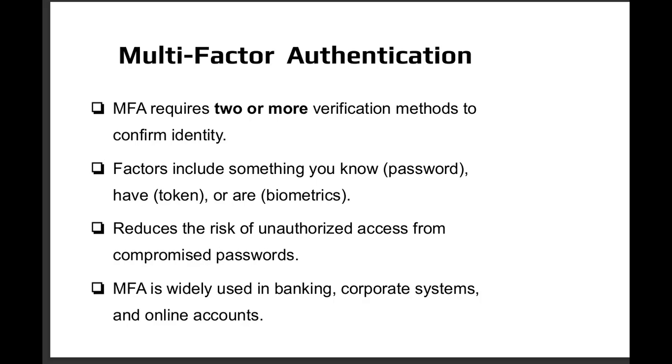A new type of factor is somewhere you are. This is using location services and triangulation to identify where a user physically is to make sure they're within the defined network boundaries. MFA is used with our end user banking and online accounts. We use them in the enterprise to help us reduce the risk of compromised passwords.